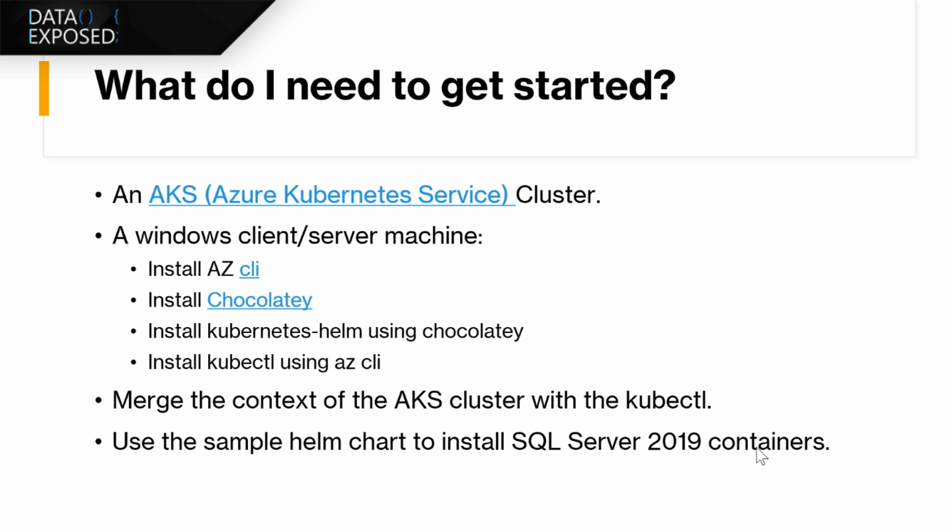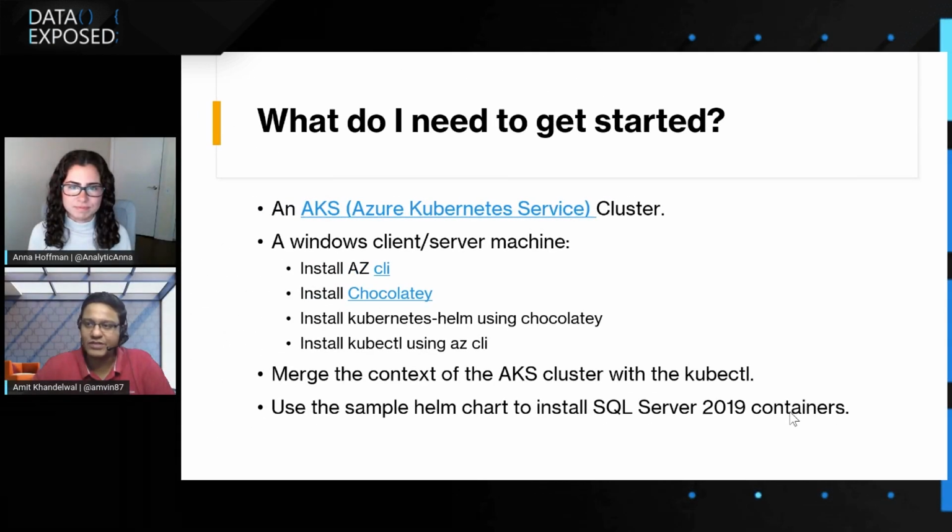Now, we are going to use Chocolatey to install Kubernetes Helm. And to install Kubernetes Helm, Chocolatey needs to be installed first. So that's why we are installing Chocolatey, followed with the installation of Kubernetes Helm. And then we install kubectl, which is basically a command line to interact with your Kubernetes cluster using the Azure CLI that we install in the first step.